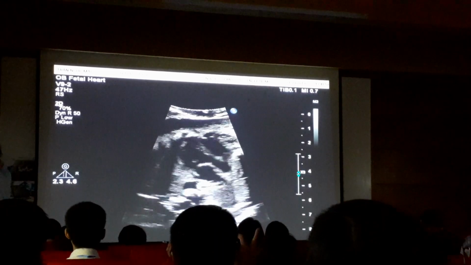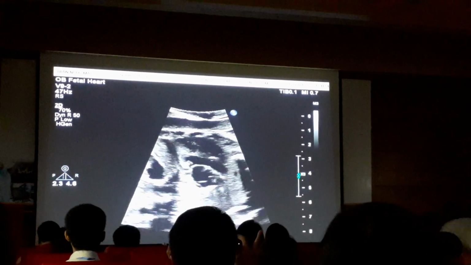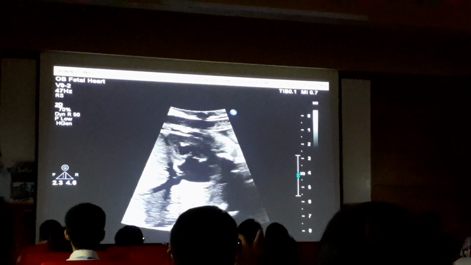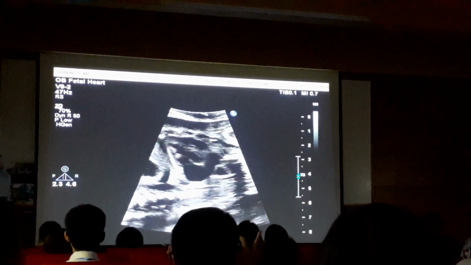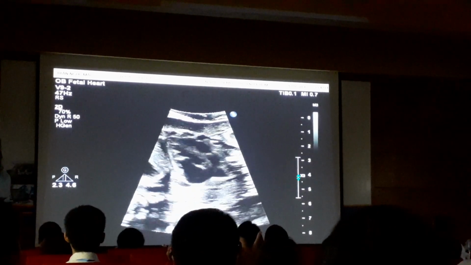For our cardiac output calculations, just rotating the transducer around to more of a sagittal, staying the same place on the abdomen.